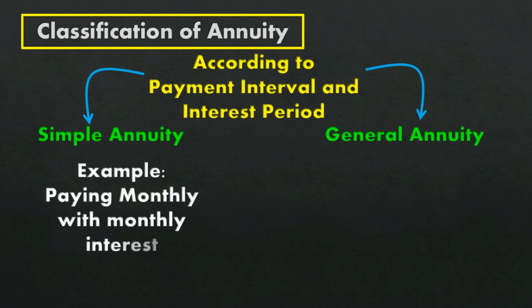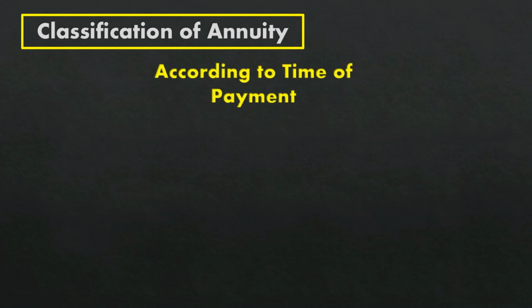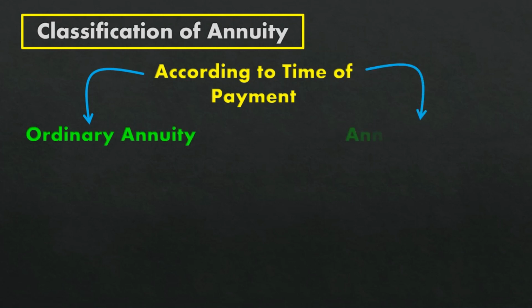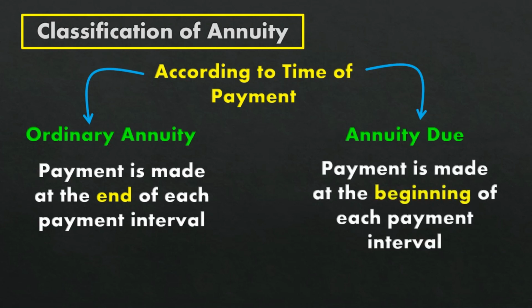Example, monthly payment, tapos quarterly interest. Magkaiba yung kanilang payment interval tsaka interest period. That is for general annuity. Next, according to time of payment, ang unang type dyan is called ordinary annuity. The other one is called annuity due. Pag sinabing ordinary annuity, yung payment is made at the end of payment interval. Samantalang annuity due, babayaran siya at the beginning of each payment interval.